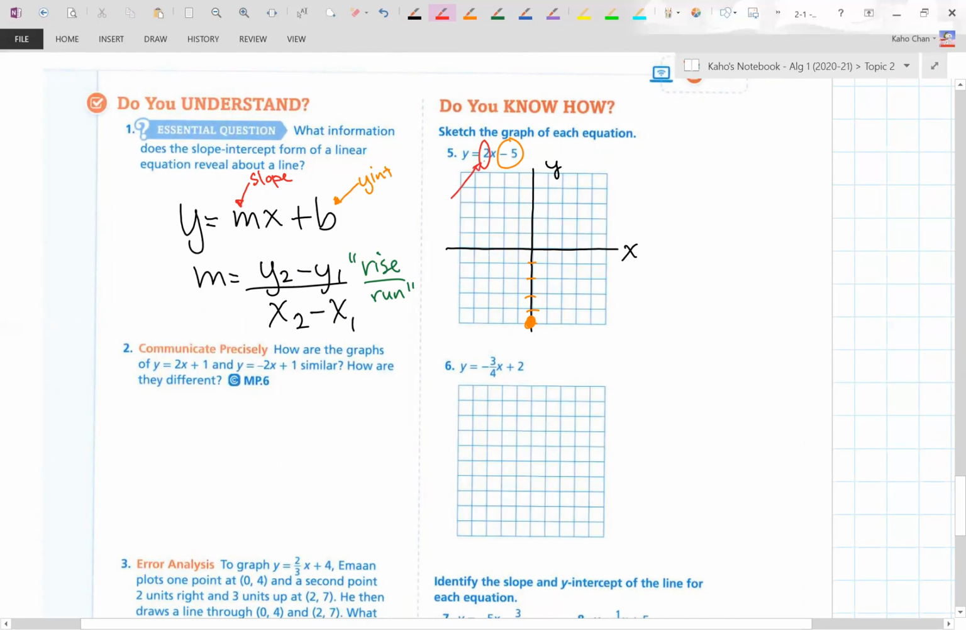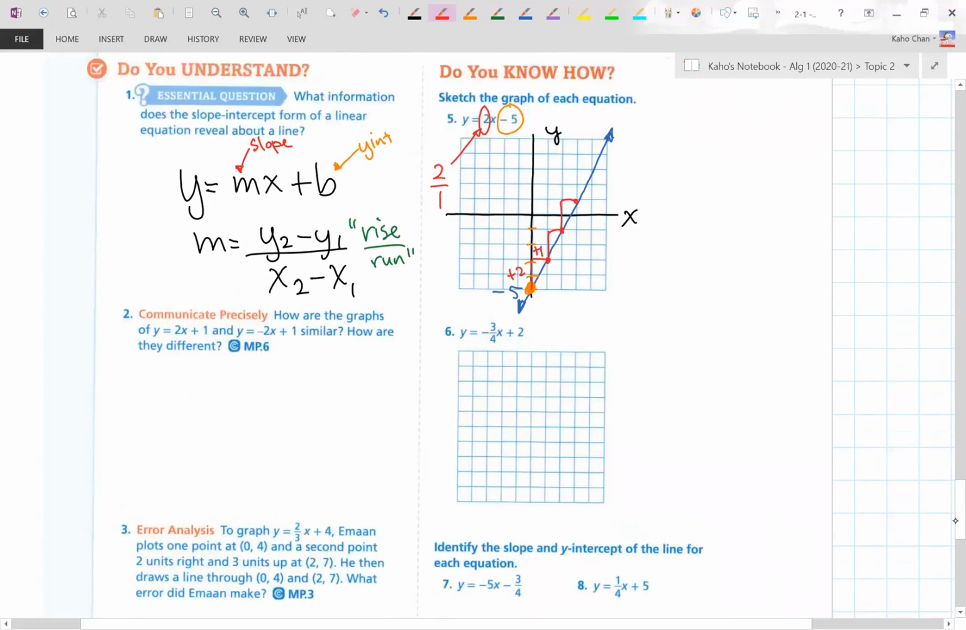2 can be rewritten as a fraction when you put it over 1. There's my rise over run. Up 2 over 1. Up 2 over 1. And there it is, ladies and gentlemen. There's my graph. From negative 5 on the y-axis, up 2 over 1. All right, like a staircase. Number 6. Let's go ahead and break out those axes too.